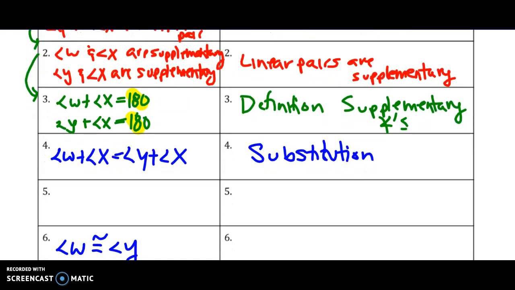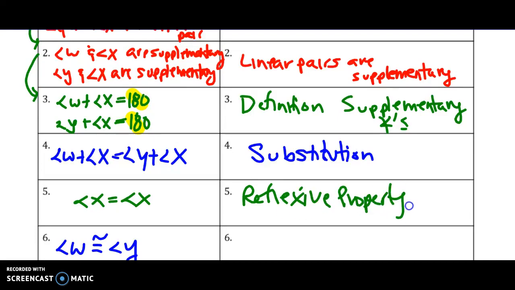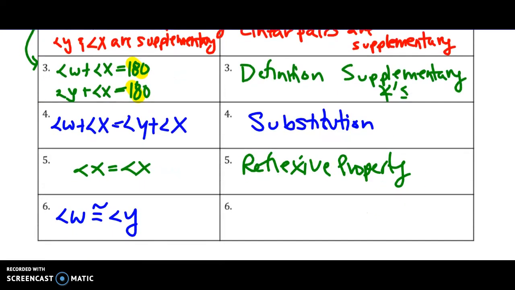So before I can prove that angle W is congruent to angle Y, I can see that angle X is going to be congruent to itself or equal to itself on both sides. So angle X is equal to angle X, or congruent to angle X. So that means that that is the reflexive property. So notice we have not used the subtraction property of equality yet. That is going to be our last step.